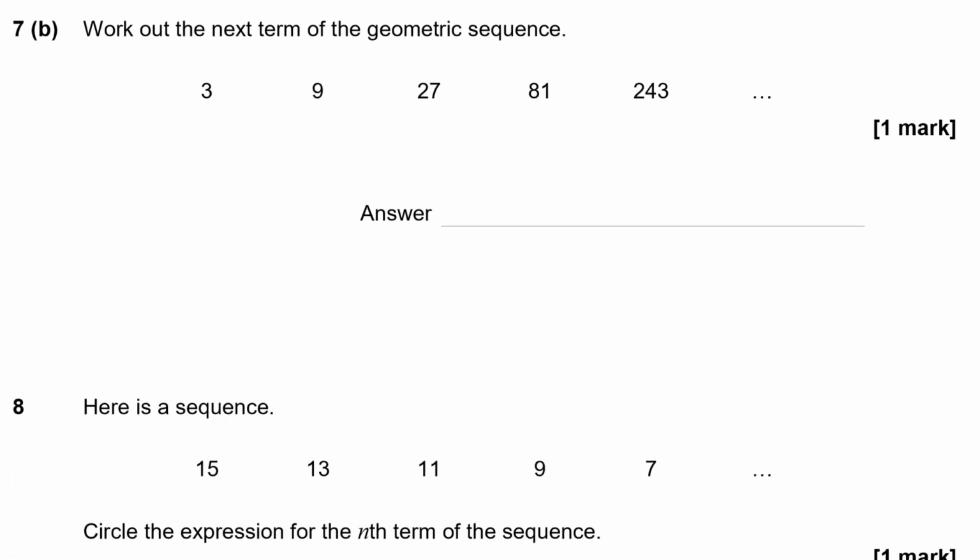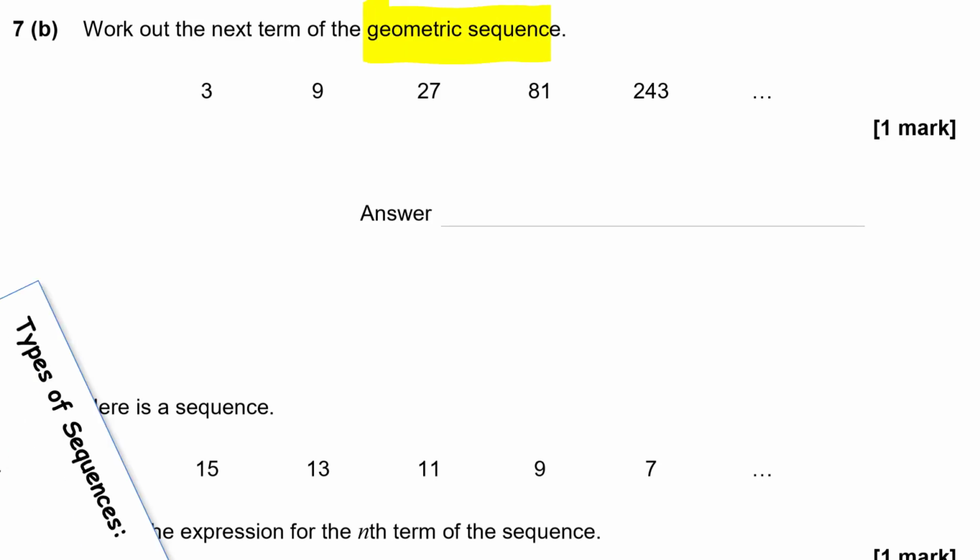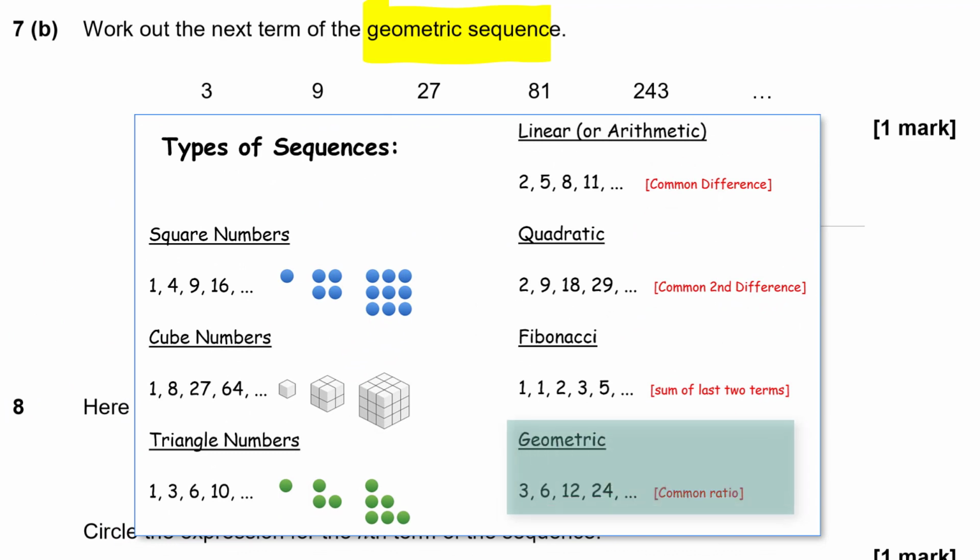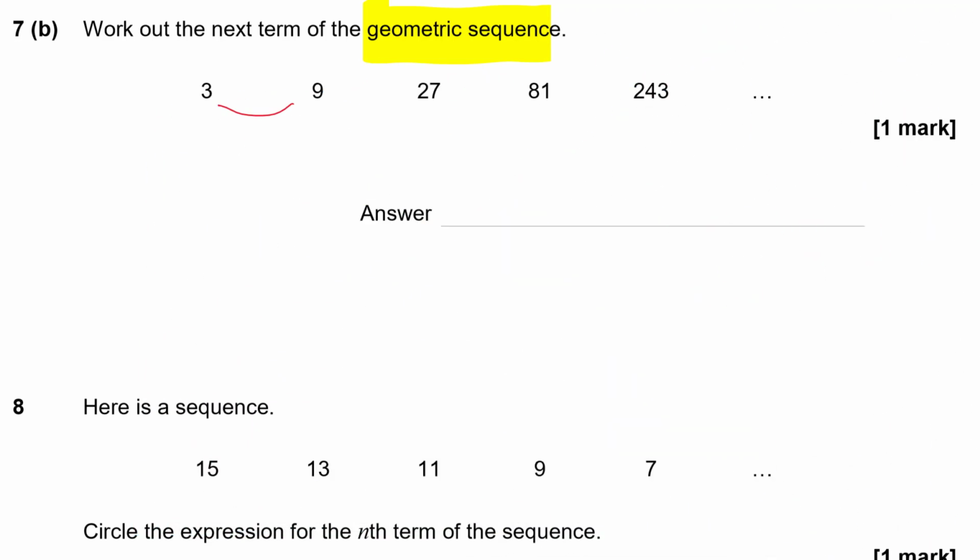Okay, 7b, work out the next term in this geometric sequence. Okay, pulling up the list from earlier, geometric sequences we said had a common ratio. So these are a common multiplier then between the two numbers. So what do you have to multiply 3 by to get 9? So 3 times 3 is 9. Now if I take 9 and times it by 3, I get 27. If I take 27 and times it by 3, I'm going to get 81.